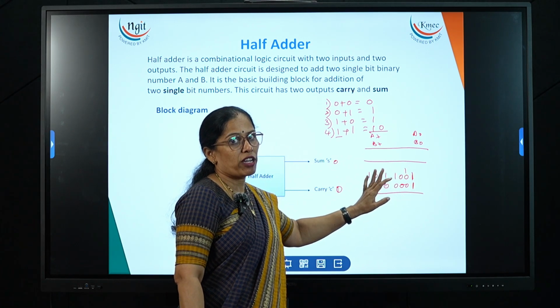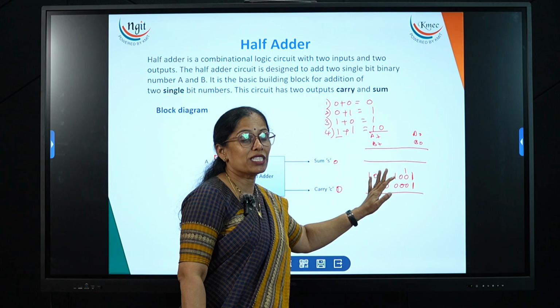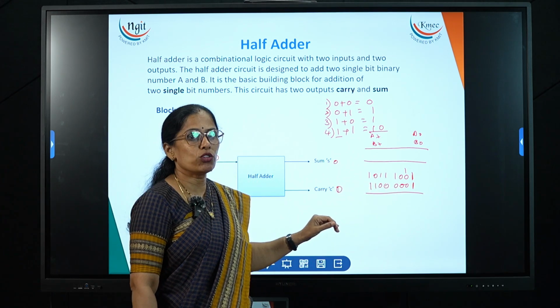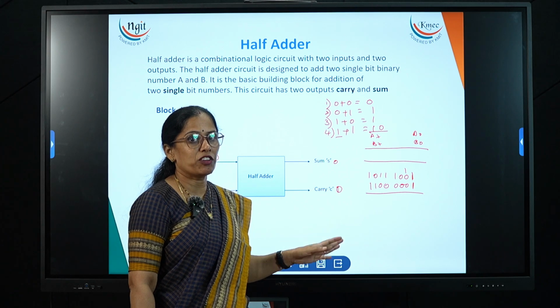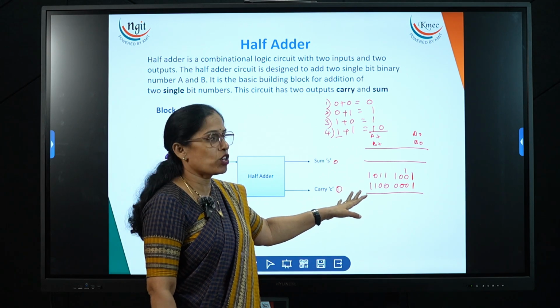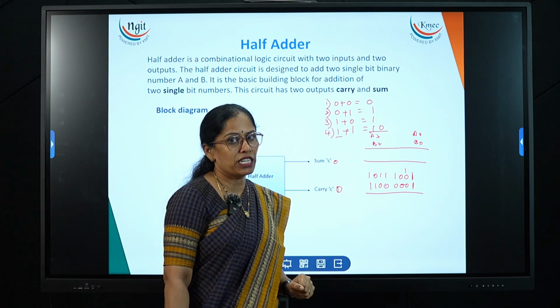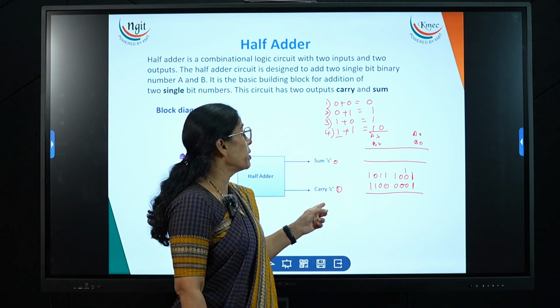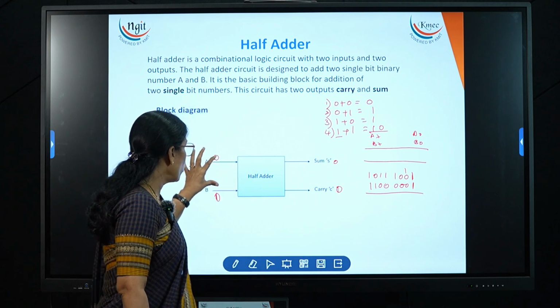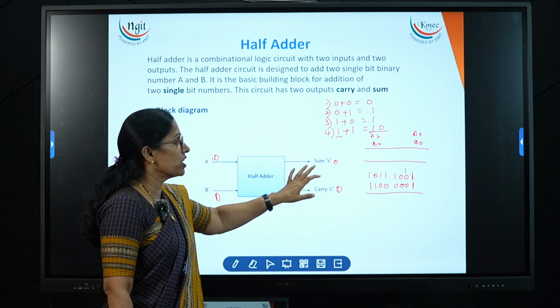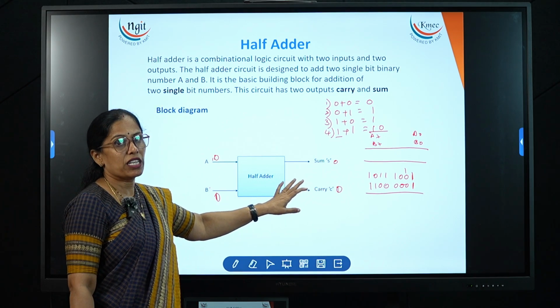So this is the drawback of the half adder, but this is a basic adder circuit, that's why we need to learn what a half adder is. After that, to overcome this drawback and consider the carry, we go for the full adder, which we will study in the next class. Now first let me explain the half adder. It will take only two binary values. When it is taking two binary values, how it generates the sum and carry, that we will see in this lecture.